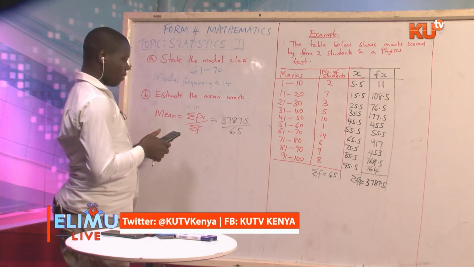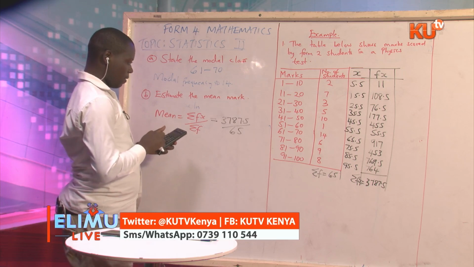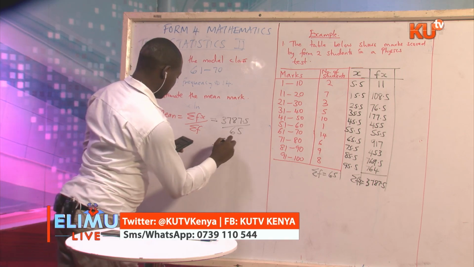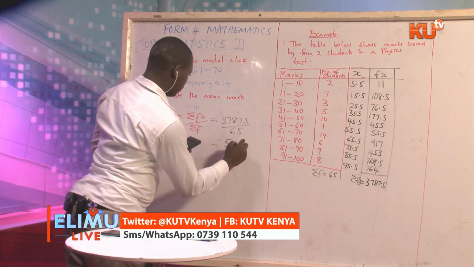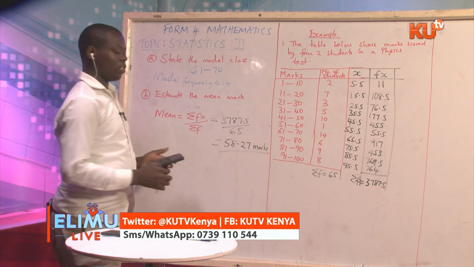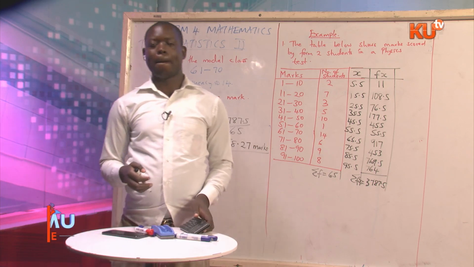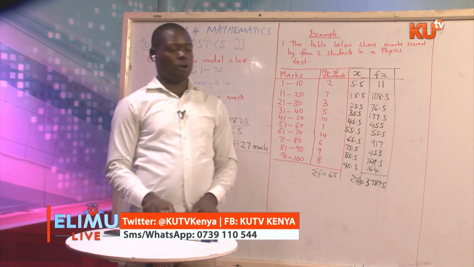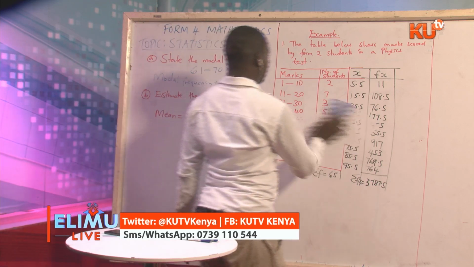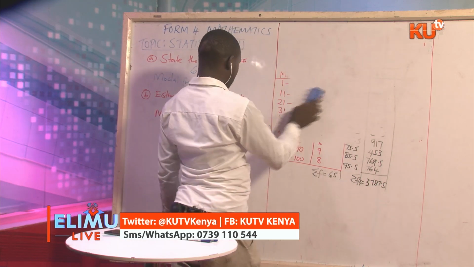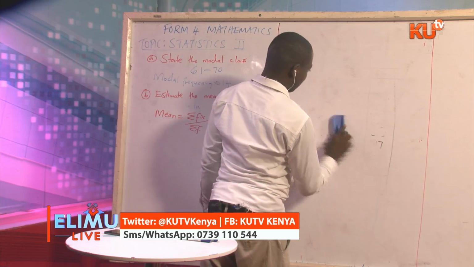Divide by 65, that is 3787.5 divided by 65. And our mean is 58.27 marks. So if you consider that particular example, you will find that the mean for that particular class was 58.27.